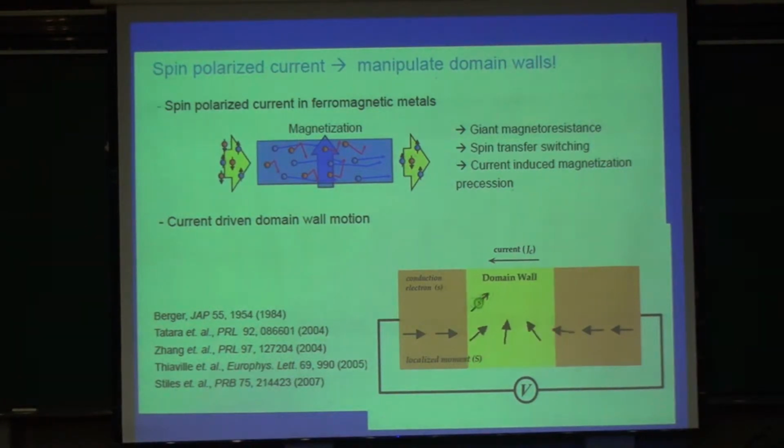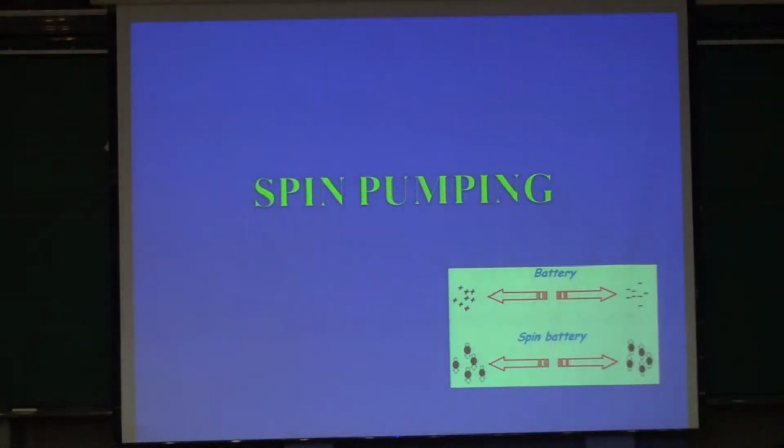And Stuart Parkin used this idea. I think they proposed the racetrack to store information in three-dimensional structures. That's for the spin torque to transfer things.